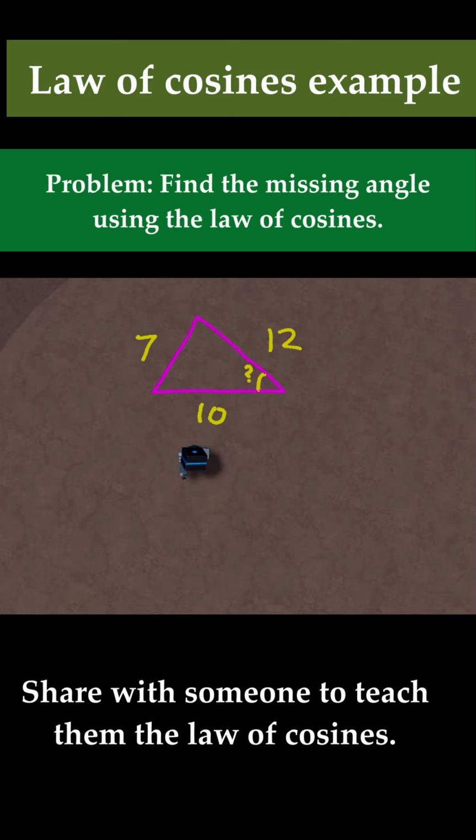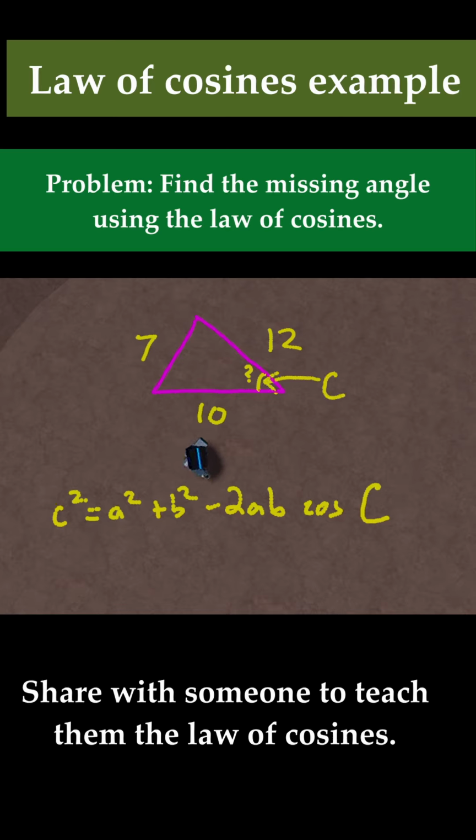So let me just review that. The law of cosines states that c squared is equal to a squared plus b squared minus 2ab cosine of angle C, not side c. So let's just define a, b, c and angle C. So this mystery angle, because we're going to be using it in the law of cosines, it just has to be our angle C, because what else could it be?